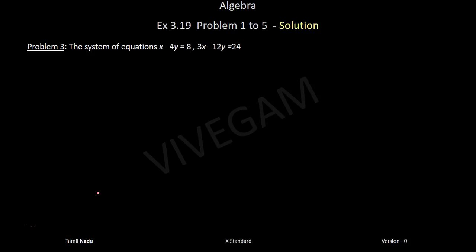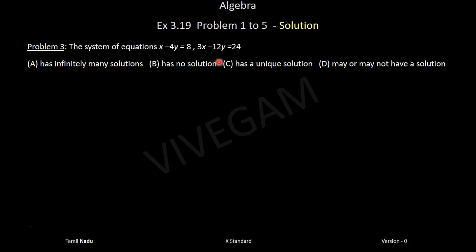The system of equations x minus 4y equal to 8 and 3x minus 12y equal to 24 has infinitely many solutions, has no solution, has a unique solution, may or may not have a solution. If you look at it, this equation is multiplied by 3 to get this equation. So 3 into x is 3x, 3 into minus 4 is minus 12y, 3 into 8 is 24.